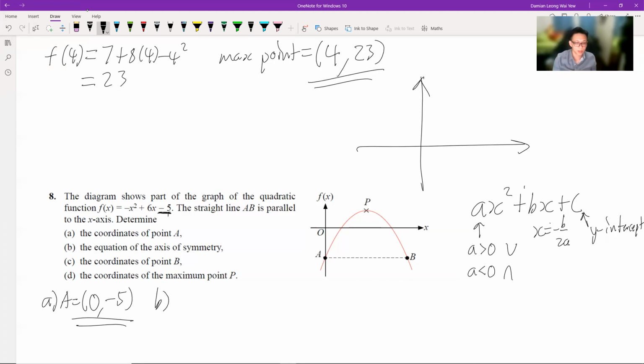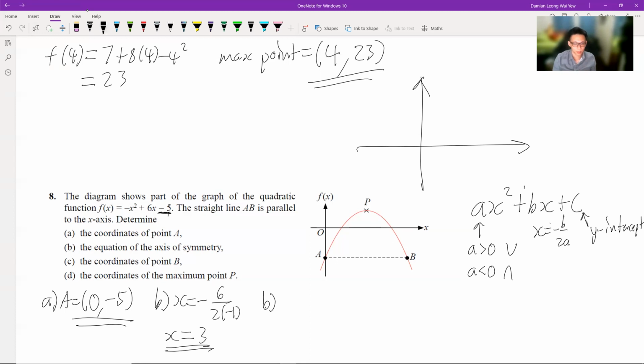Part B, axis of symmetry. Like I said just now, -b over 2a. So just take -6 over 2 times a, which is -1. So it'll be 3. x equals 3. That's the equation of the axis of symmetry.